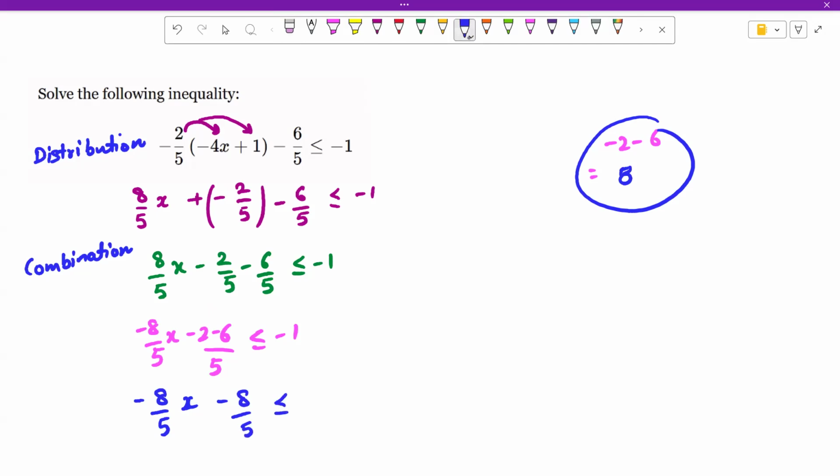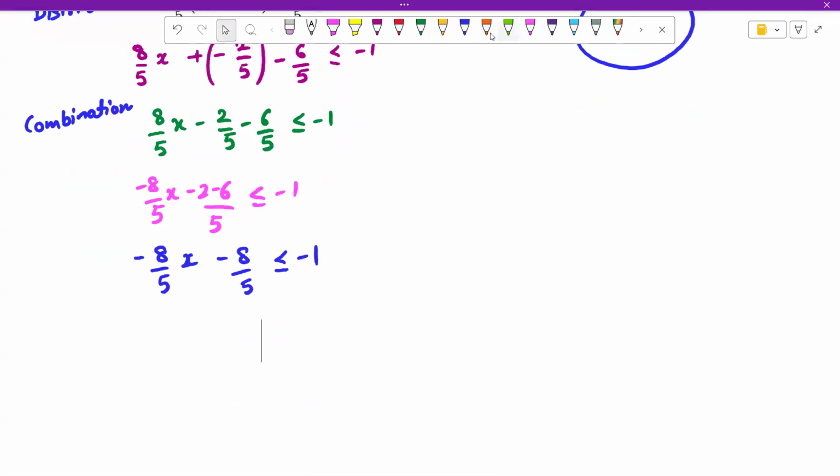Okay, we got this. Now, what is the next thing we can do? After combination, we could do simplification. Is simplification needed anywhere? No. So, what do we do? Separation. Yes, we are in separation. How do we separate now?